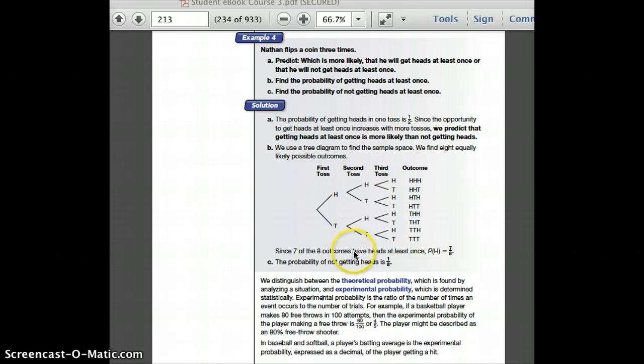7 out of the 8 outcomes have at least one head. So the probability of getting heads at least once is 7 out of 8. The probability of not getting heads is only 1 out of 8. If you'd only gotten tails each time, you would have not gotten heads.